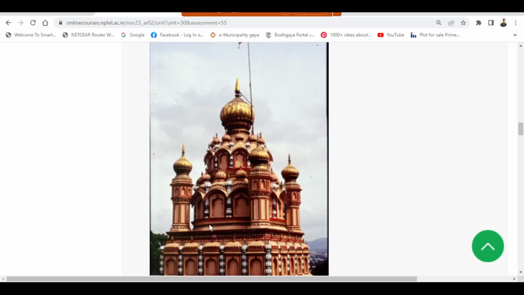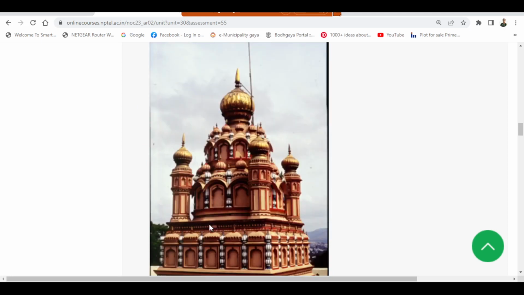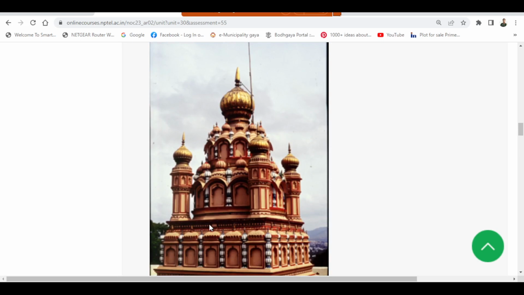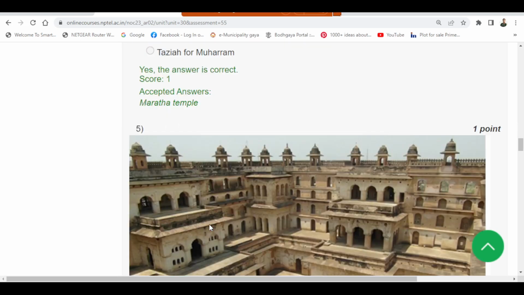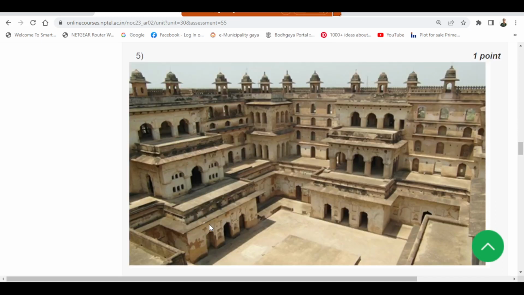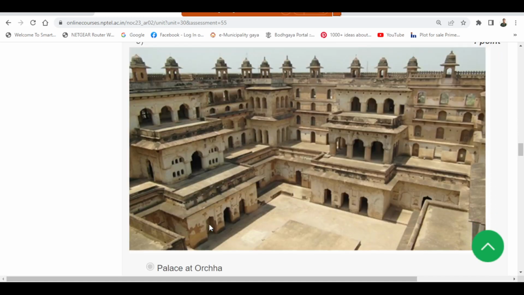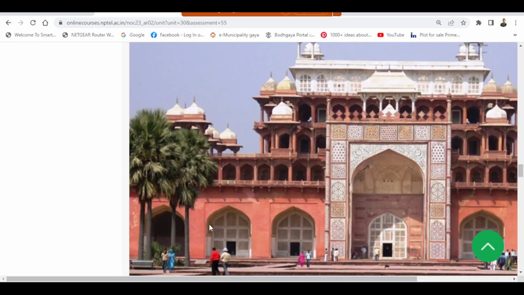What about this? We were talking about this Tajia shape, right? Yes, sir. Maratha temples, correct. What about this? Palace at Orcha. Orcha, correct. What is this? Akbar's tomb. Okay, what is this? Moti Masjid in Delhi. Yeah, the white one, the Moti Masjid.